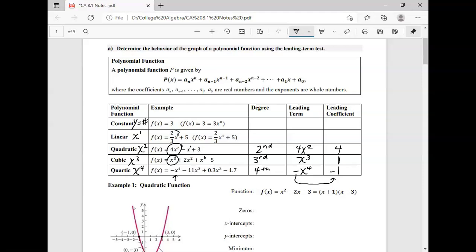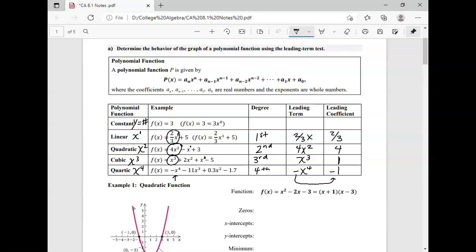This is an x to the first. It looks like that is the only term that has an x. So the leading term would be 2/3 x. My leading coefficient would be the number in the front. And this degree would be a first degree because it's x to the first.